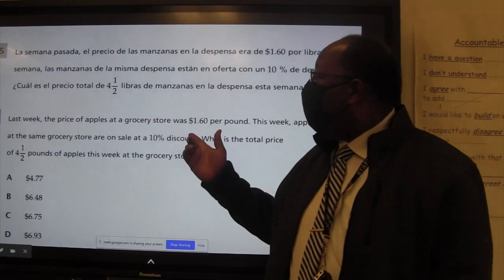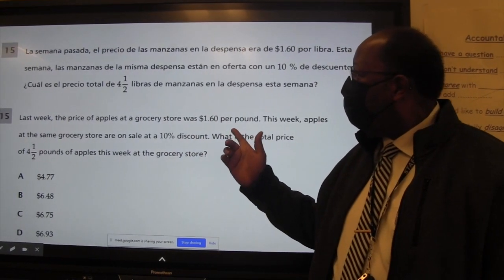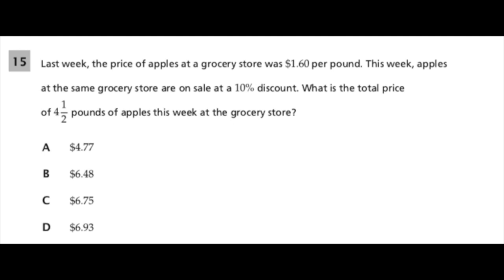Okay, Dominic, can you help us with this question? Last week, the price of the apples at the grocery store was $1.60 per pound. This week, apples at the same grocery store are on sale at 10% discount. What is the total price of 4.5 pounds of apples this week at the grocery store?